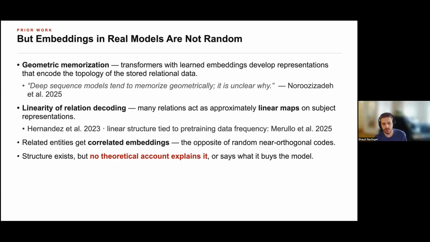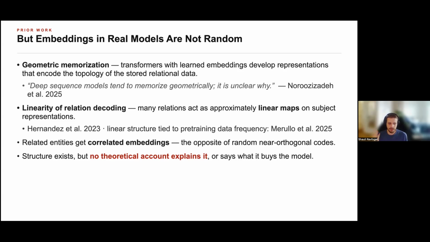People have observed empirically that if you take a pre-trained language model, you can fit a linear map between the representation of the subject, or the entity that we want to ask something about, and the answer or the attribute. So in the example before, we have a linear map between the representation of Marie Curie and her occupation, for example. This is something that people have observed empirically, but we do not have a theoretical account that explains why this is the case.